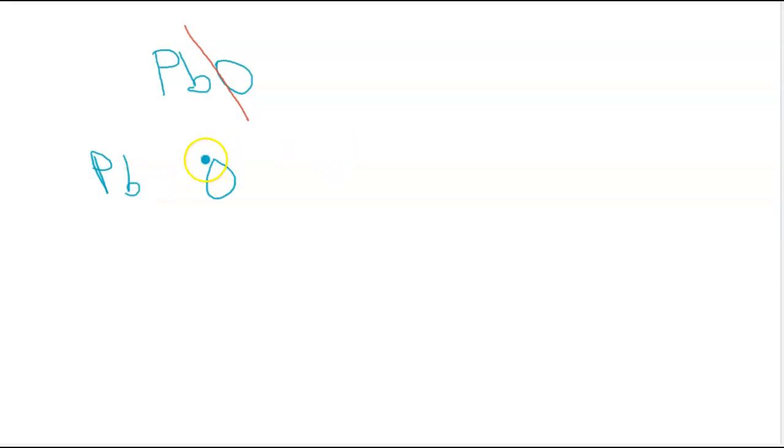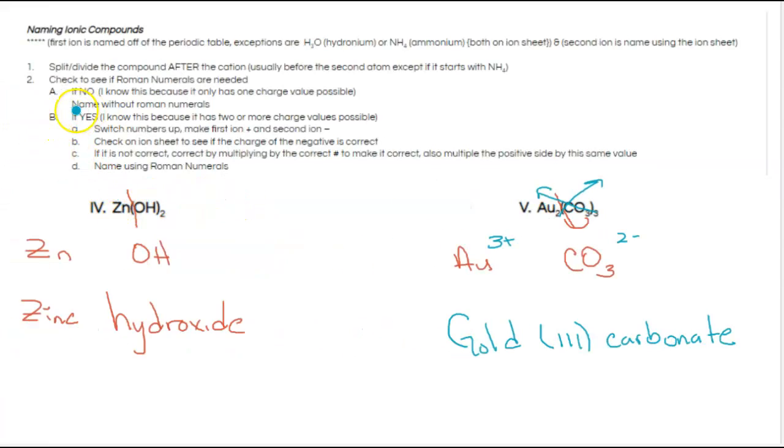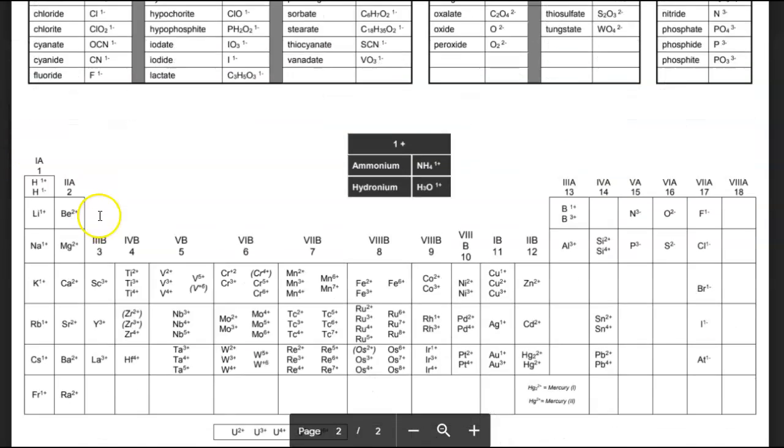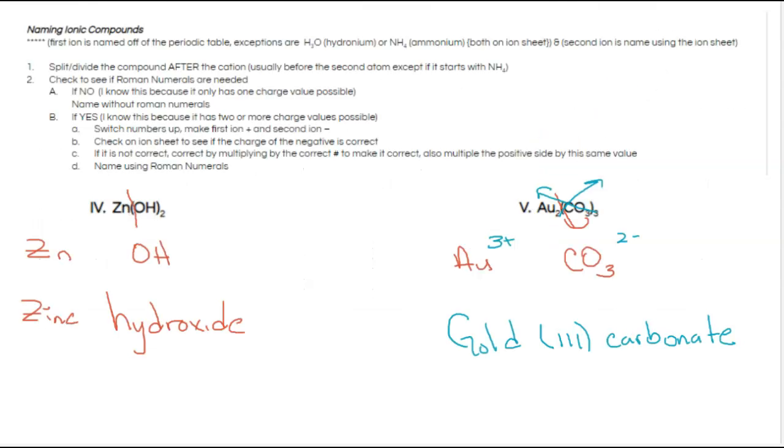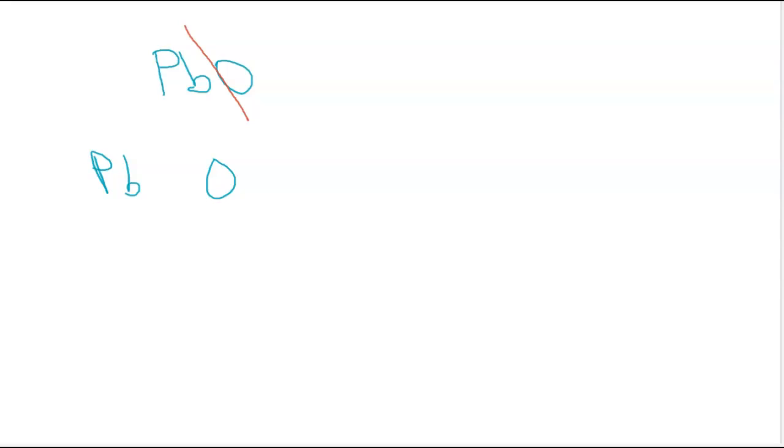and oxygen. So if I go back and I look at my rules, I need to see if it needs a Roman numeral. So I go back to my periodic table. I look for lead. Lo and behold, there's 2 choices. I've got a lead 2 and a lead 4. So I know I have to have a Roman numeral. So I'm going to uncross my charges. So I'm going to bring up a 1 and a 1.